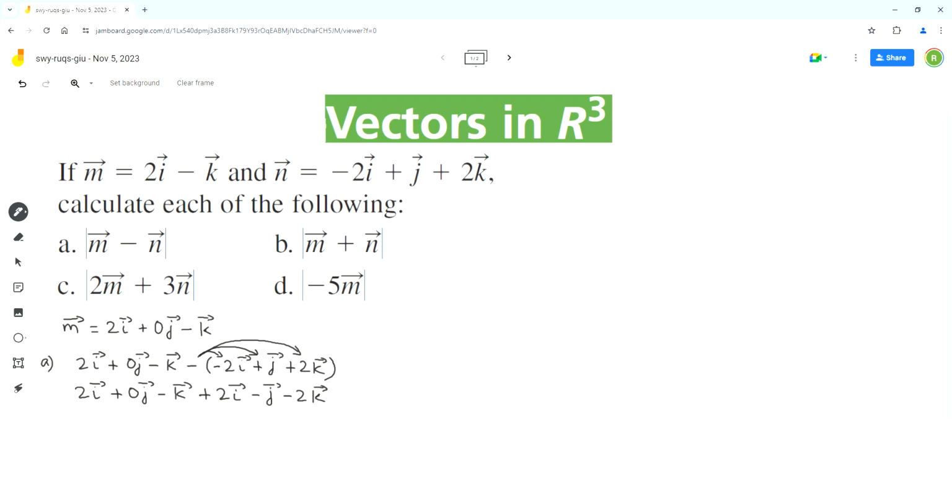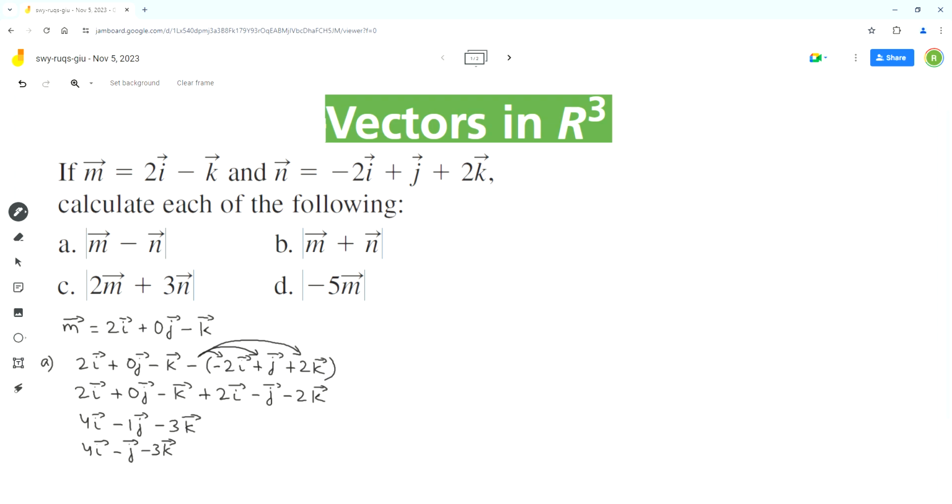Now we can combine the i, j and k unit vectors. So for the i terms we have to do 2 plus 2, which is equal to 4. And for j terms we have to do 0 minus 1, which is equal to negative 1. And for k, we have to do negative 1 minus 2, which is equal to negative 3. Now we do not write 1 as a coefficient. So in the next step, we can rewrite this vector as, so this is the vector for m minus n.